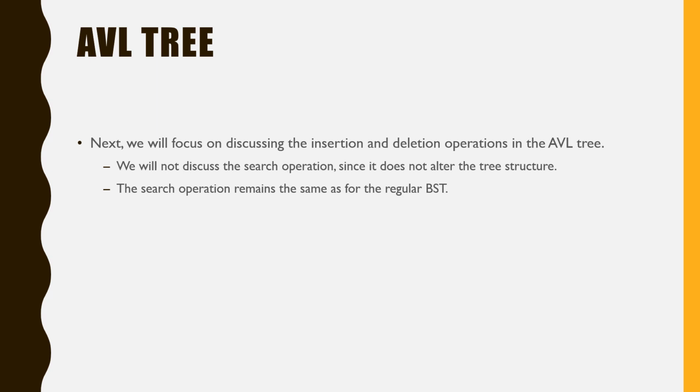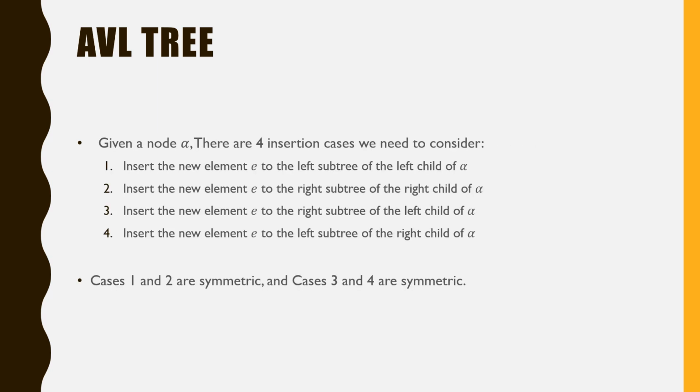Now, let's explore how to restore the AVL property when it is violated by an insertion or deletion. It is worth noting that the search operation does not alter the topology of the tree. Therefore, searching in an AVL tree is performed in the same way as in a BST. Let's begin with insertion. When inserting a new element E into a tree rooted at node alpha, one of 4 cases may occur.